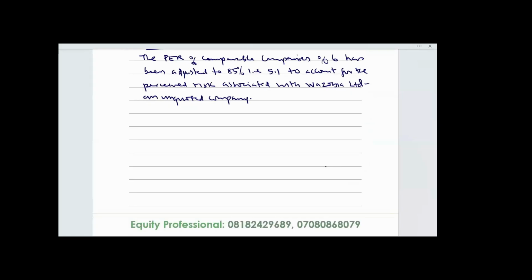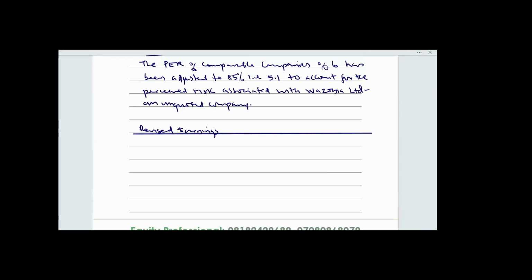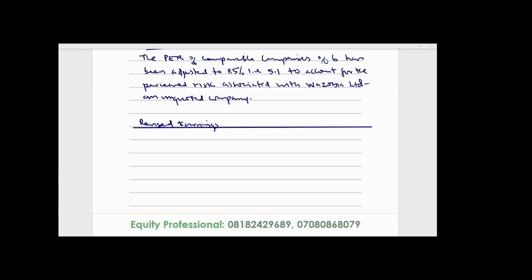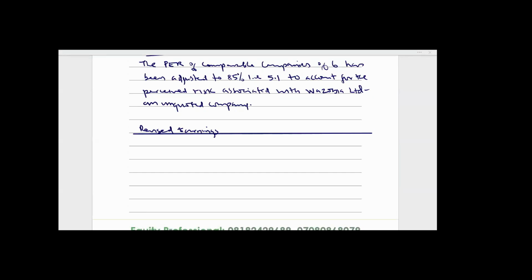So I need to calculate adjusted earnings or revised earnings. Let's go back to the question. According to the question, there is some information the examiner has given us in relation to earnings. When you go to the table under additional information B, you are going to see profits given to you. Profit for the year, 3,250, 3,600, 4,175. That is the profit for the year.